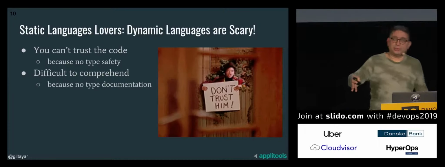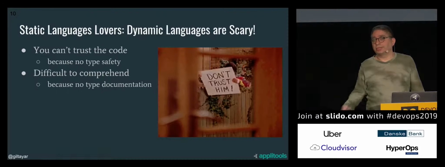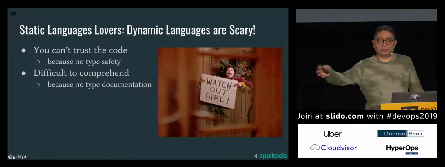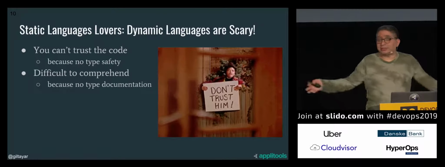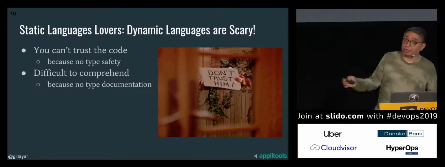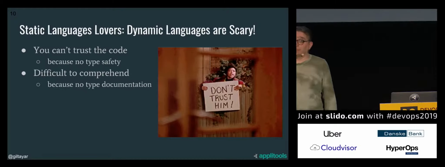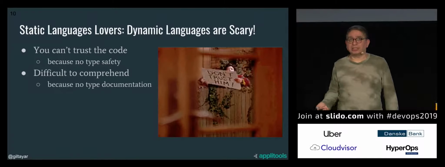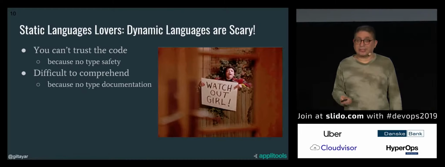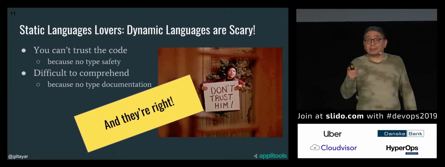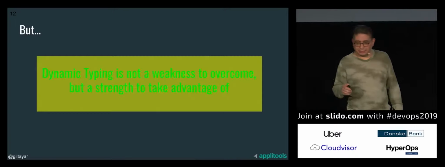And they're right. You can't trust the code. You cannot trust a call you're making to another class because there's no type safety. And it's very difficult to comprehend because types are a type of communication, of documentation. There is none. Don't trust dynamic language code, say the static language lovers. And they're right. They are absolutely right.